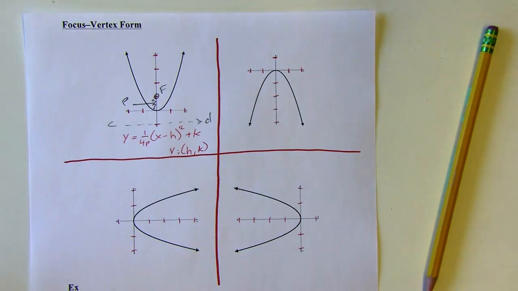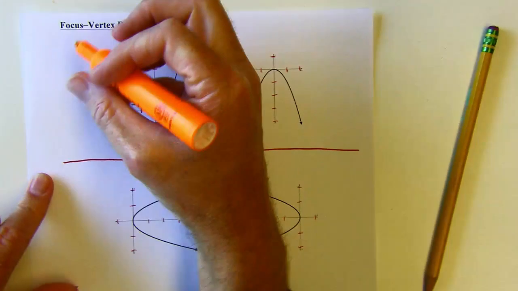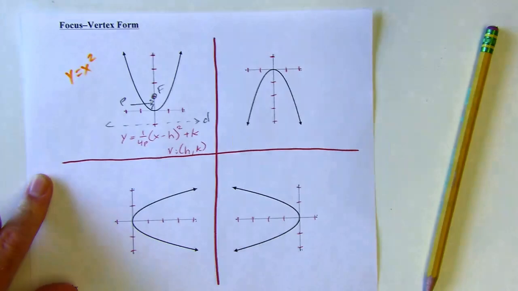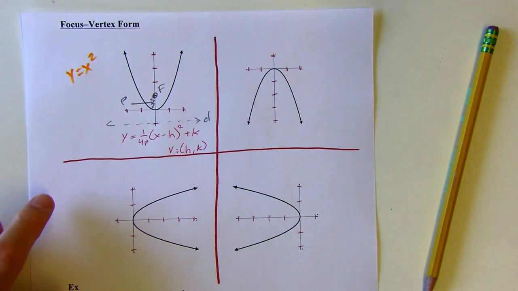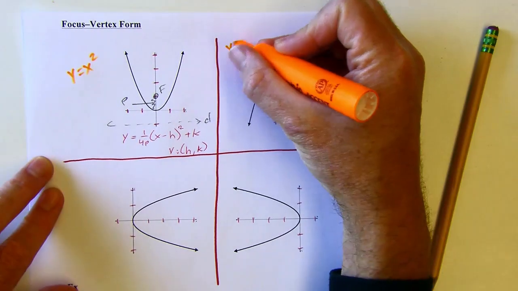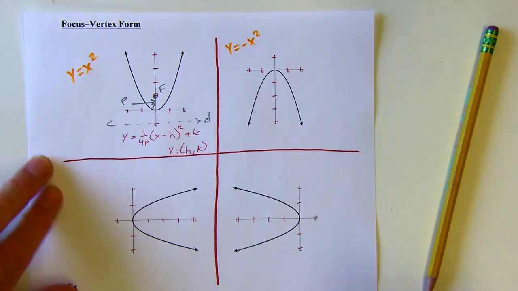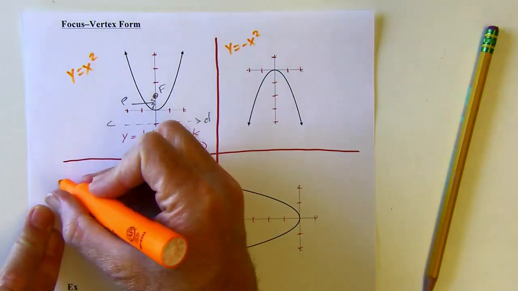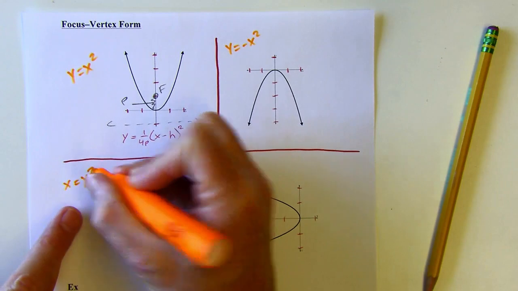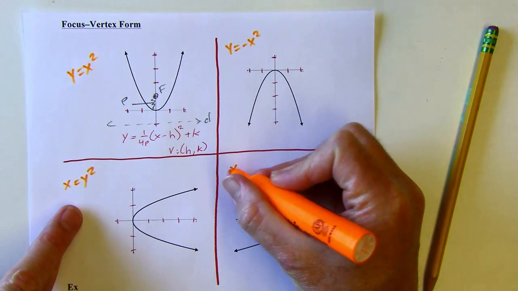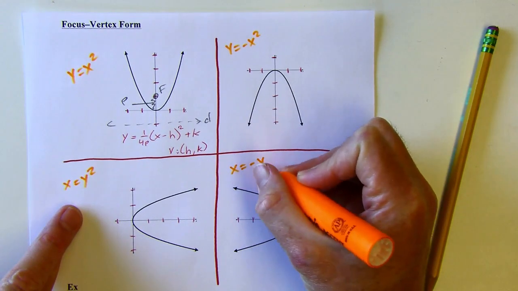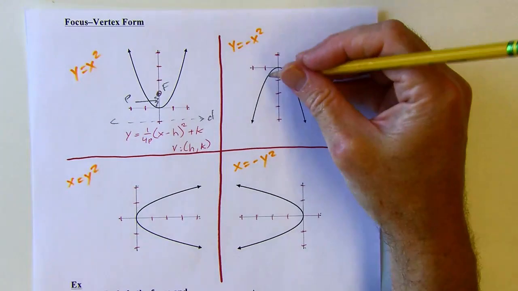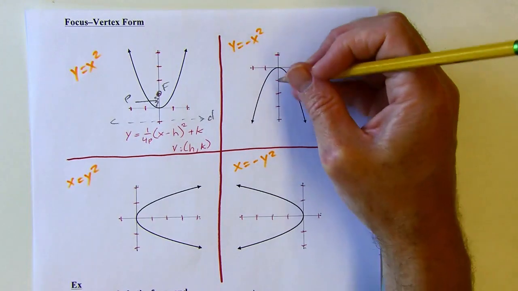So I call this the y equals x squared version, just because this opens upwards just like y equals x squared does, right? So that means this is going to be my y equals negative x squared, just meaning it opens down. It's that version of it, okay? This one opens to the right, and that's when I'm going to get the x equals y squared version and the x equals negative y squared version, okay? So the focus for each of these is going to be inside the parabola.